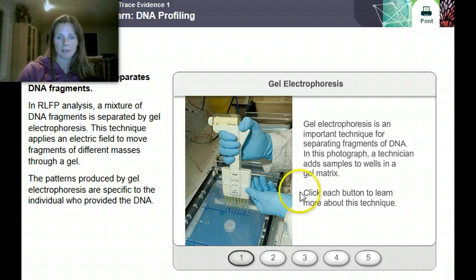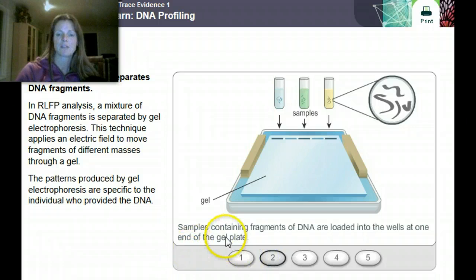Gel electrophoresis. I'm going to read this part and go over this with you and show you these pictures, and you can obviously do this yourself as well. But gel electrophoresis is definitely an important technique in separating the DNA fragments. In this photograph, a technician is going to add samples to these wells. You can't really see them that well, but it has this gel matrix. So that's the first thing. Samples containing fragments of DNA are loaded into the wells at one end of the gel plate. So right here are your samples. They're going to be added into these, basically where there is gel underneath.